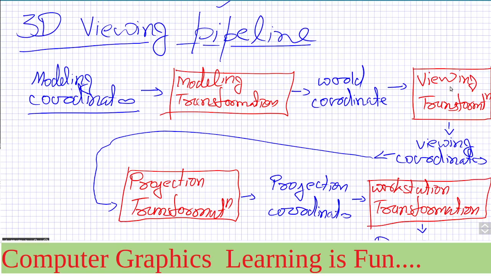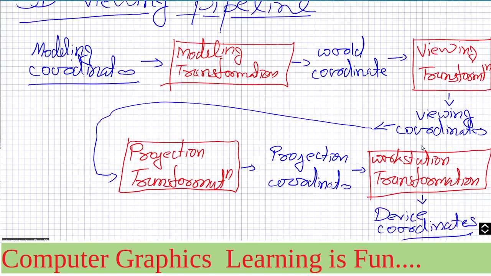Okay. Now these viewing coordinates will be used, and then they can be viewed on your device. How? After transforming to device coordinates. But in between you need to perform some projection transformation, so that whatever the objects that have been displayed here in viewing coordinates are converted to projection coordinates.